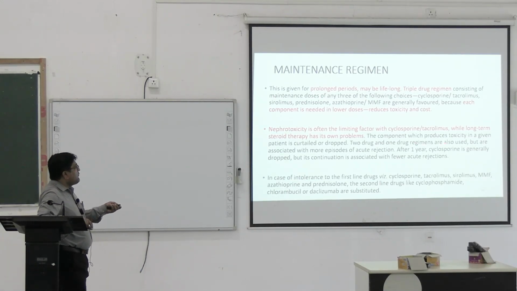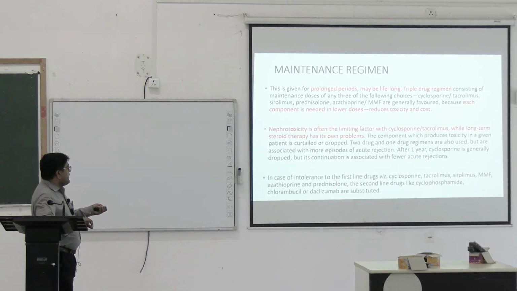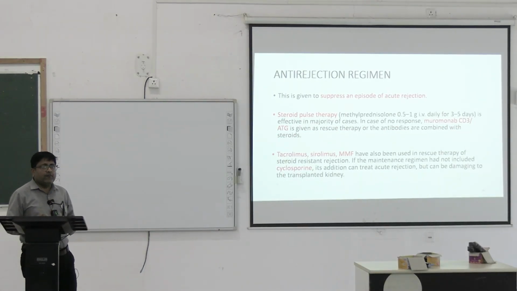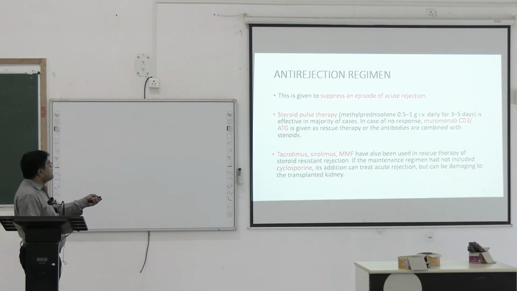Now, 2 drug and 1 drug regimen can be used, but they are basically linked to higher rejection episodes. In case of intolerance to the first line drug, the second line drugs can be used like cyclophosphamide, chlorambucil or daclizumab. Coming to anti-rejection regimen, that is used when there is rejection of the transplant, it is given to suppress an episode of acute rejection.